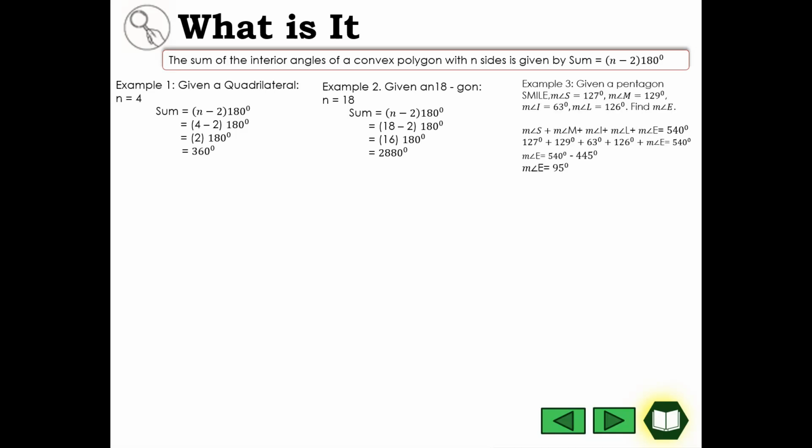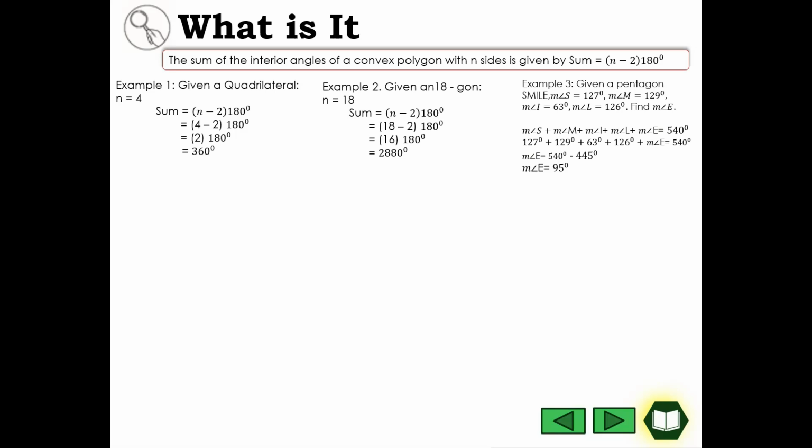Okay, so let us have another example. In this given example, it is a pentagon SMILE, and there are measurements given already here. Measure of angle S equals 127 degrees. Measure of angle M equals 129 degrees. Measure of angle I equals 63 degrees. Measure of angle L is equal to 126 degrees. Find the measure of angle E. So how are we going to find the measure of angle E?